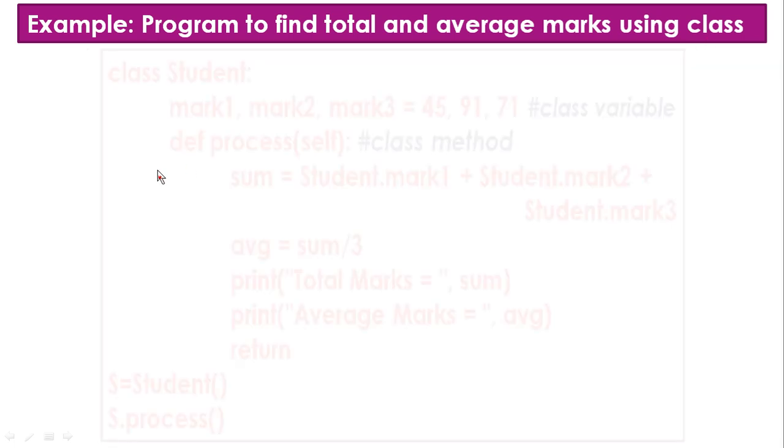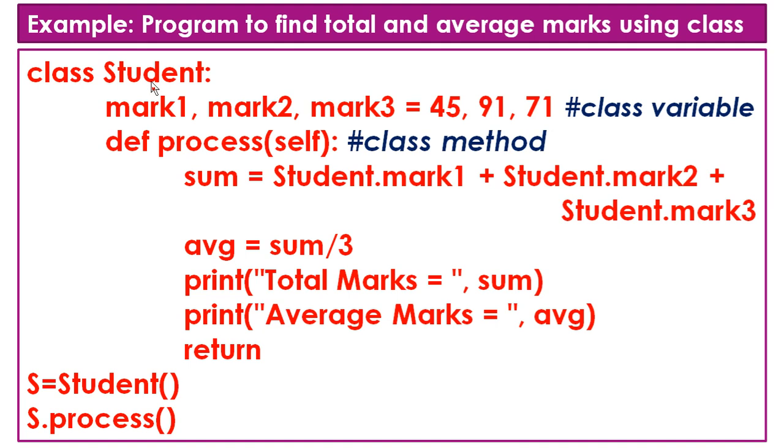Here is the example program to find the total and average marks using the class. This is the example program for defining a class, defining member variables, defining methods, and also accessing the variables. Here the class tag is student. What are the class variables? Mark 1, Mark 2, Mark 3, which have the values 45, 91, 71 respectively. And what is the name of the class method? Here only one method is used, that is process.